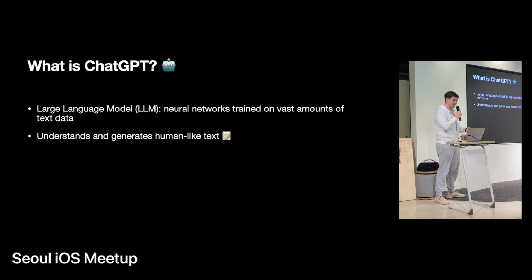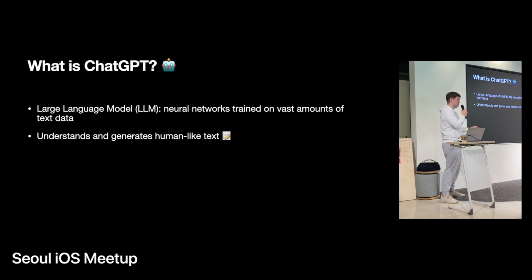So it understands and generates human-like text, which, actually, that should have been my first question. Who here has used ChatGPT so far? Wow. Okay, let's continue then. As you probably know, it understands and generates human-like text really well, surprisingly well.